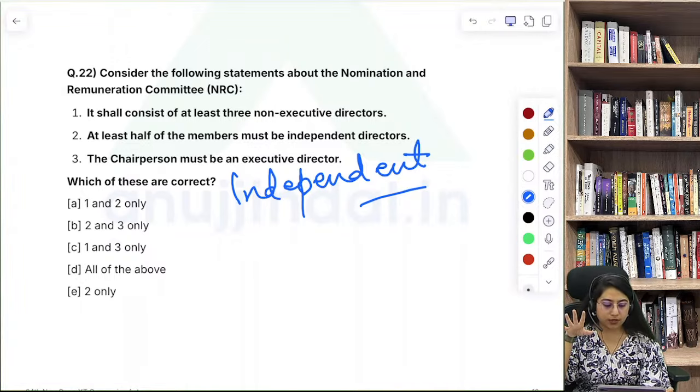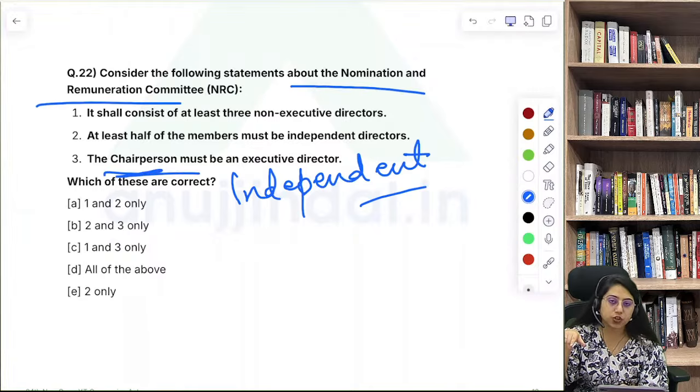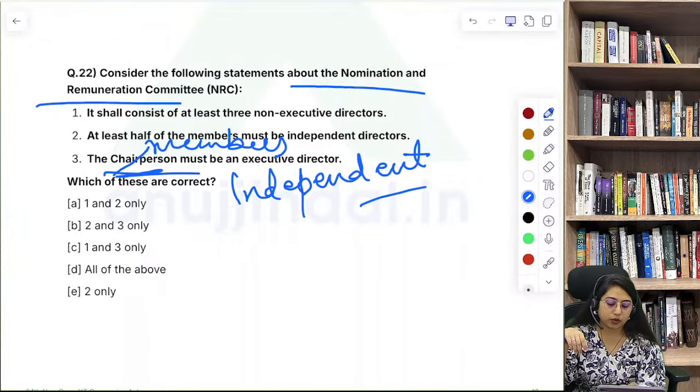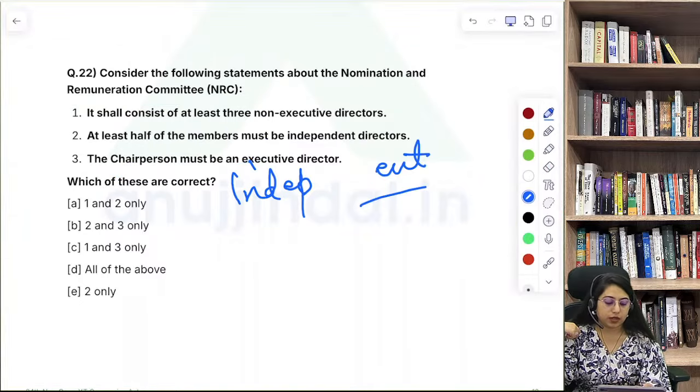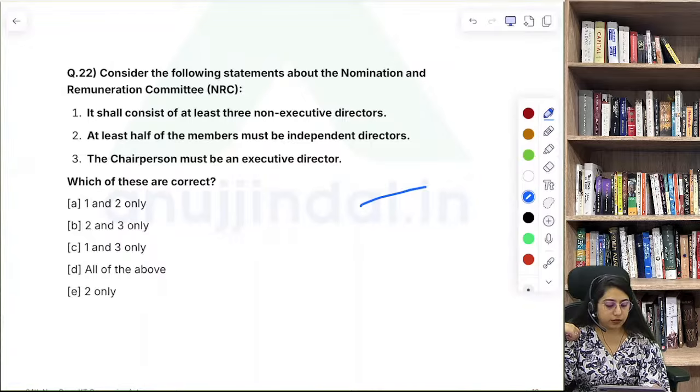Executive or non-executive directors can be members of a nomination and remuneration committee, but they cannot be the chairperson. Okay, if it said members here, this would be correct, and if it said independent here, this would be correct, but since both are not mentioned here, this ultimately makes the statement incorrect. Okay, I hope you're clear with it.